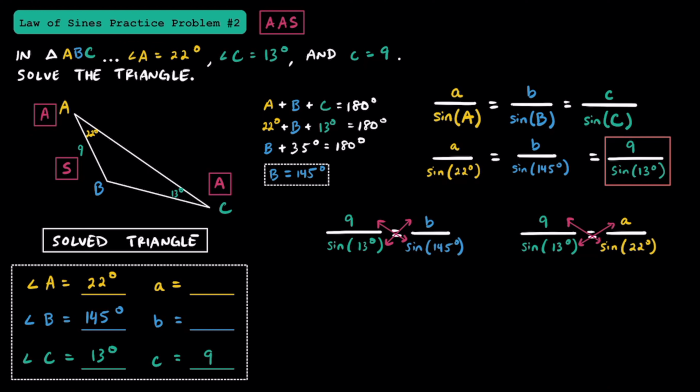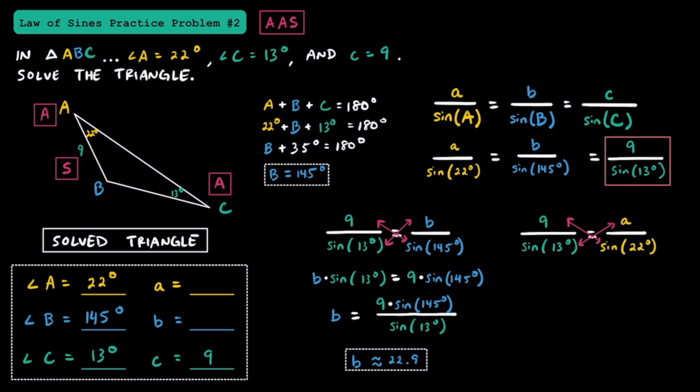For the proportion on the left, we can use cross multiplication and rewrite it as b times sine of 13 degrees is equal to 9 times sine of 145 degrees. Then by dividing both sides by sine of 13 degrees, we can get this equation right here. And substituting this into a calculator, we get that b is approximately equal to 22.9. And I'm going to write that right over here. For the proportion on the right, after cross multiplying, we're going to get a times sine of 13 degrees is equal to 9 times sine of 22 degrees.